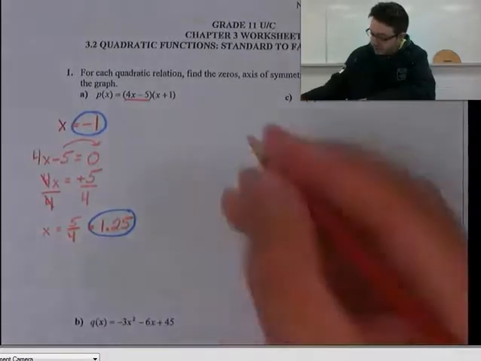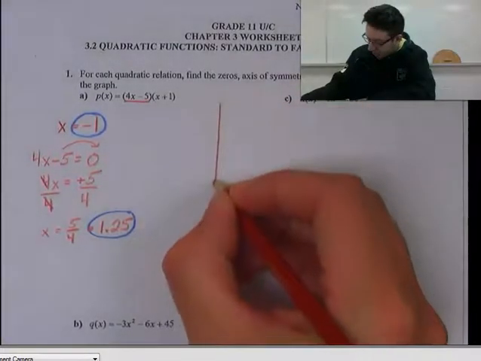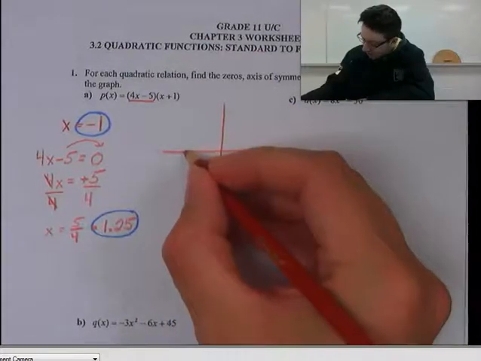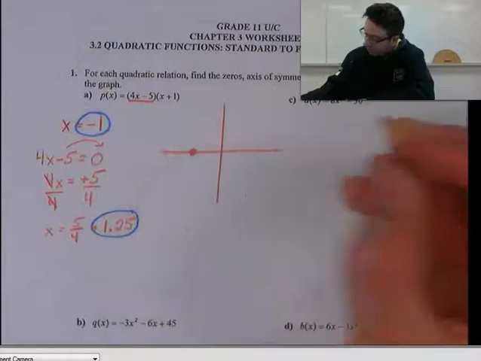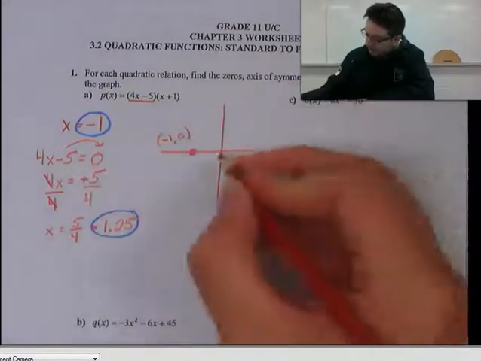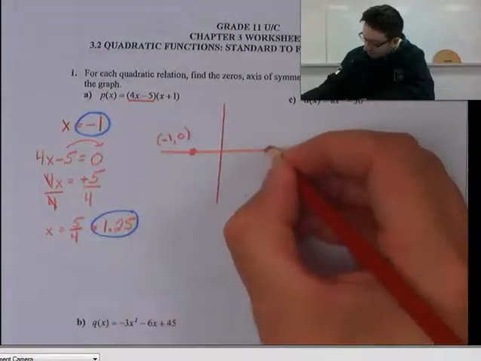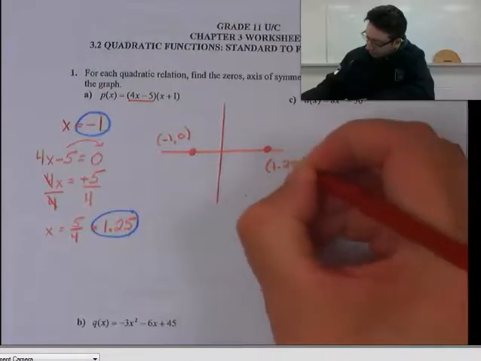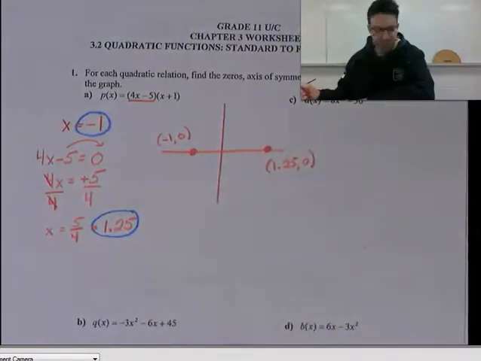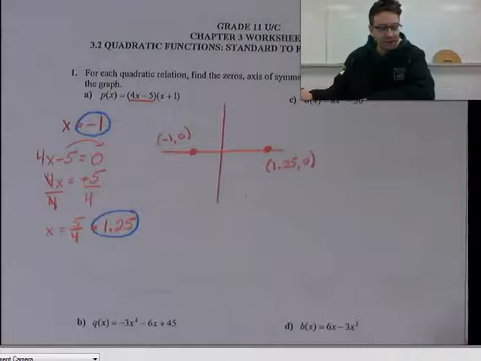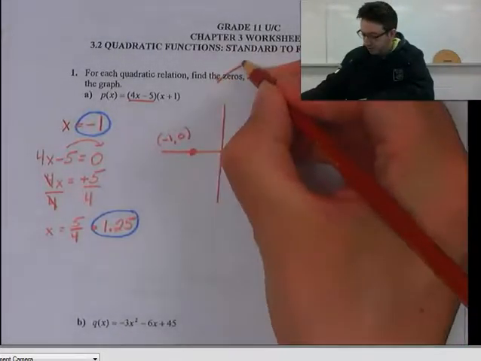Okay, so let me just do a rough sketch here. Let's say this would be negative 1. So I'll call that point negative 1, 0. That's our first x-intercept, and the next one is over here at 1.25, 0. Okay, I'm sort of running out of space to do this question, but that's okay. All right, so we found the zeros.